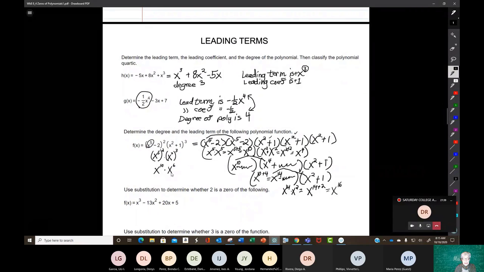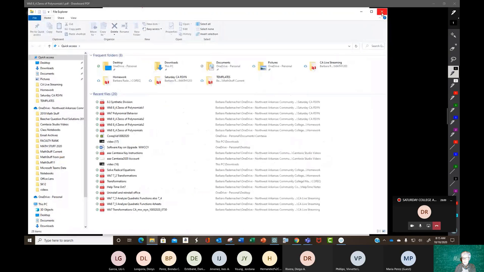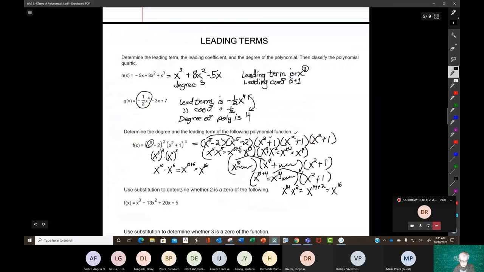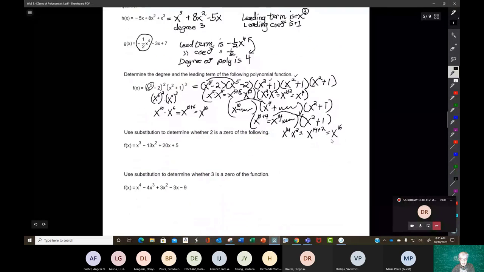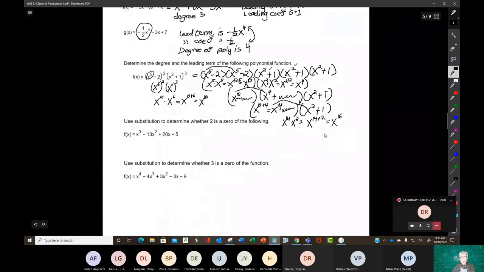Now, you're multiplying like bases, so you add the exponents. That will be x to the 10 plus 6, which is x to the 16. So you can do it the long way if you want to, but the shortcut is much better.